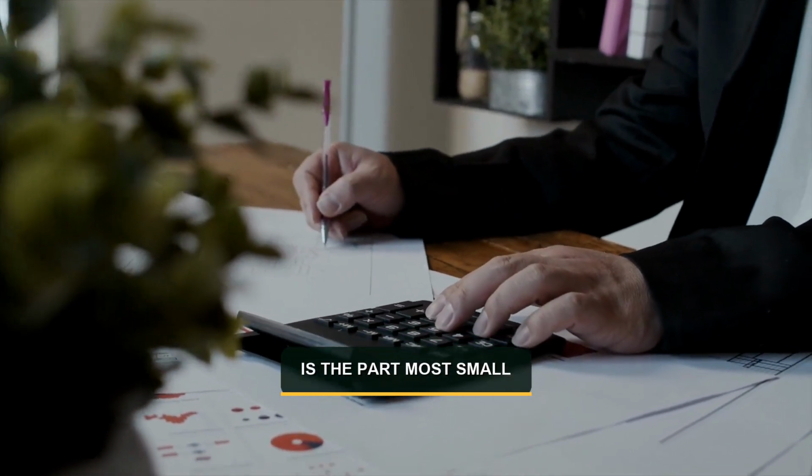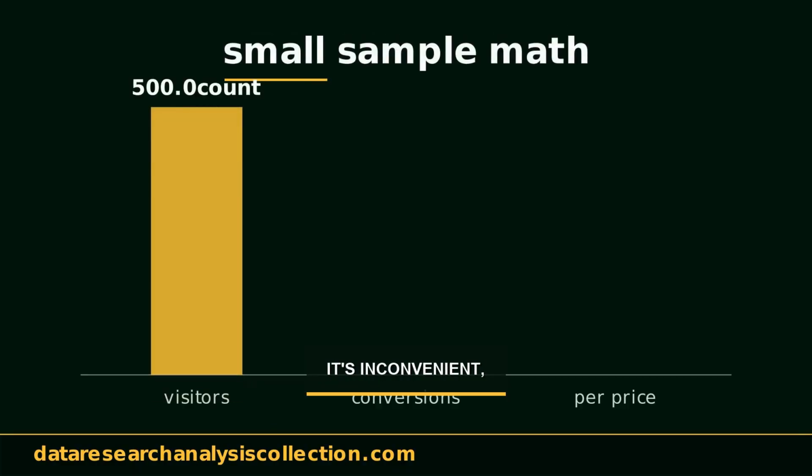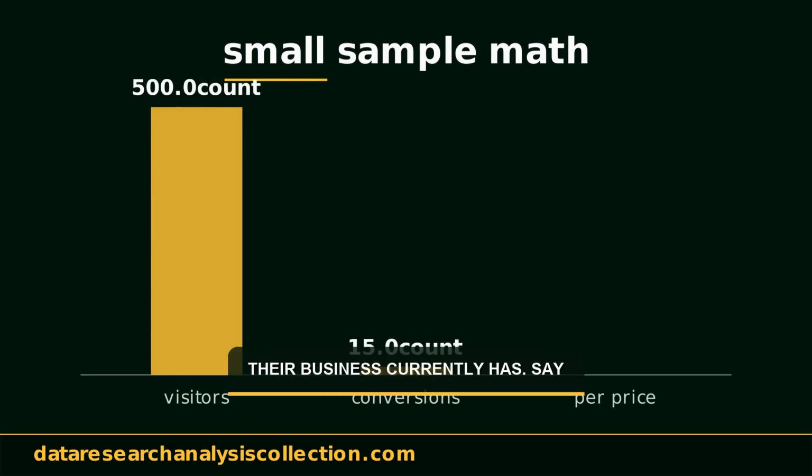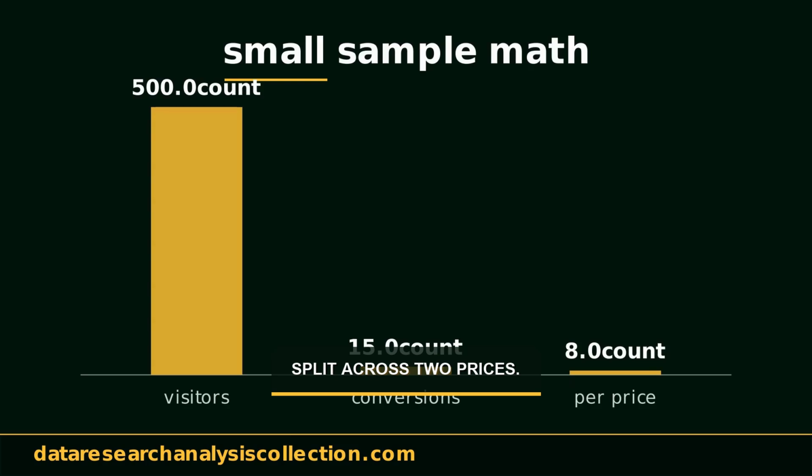This is the part most small operators skip past because it's inconvenient, not because it's wrong. Nobody wants to hear that their test needs more customers than their business currently has. Say your product converts at 3% and you get 500 visitors a month. That's roughly 15 conversions split across two prices, 7 or 8 per side.